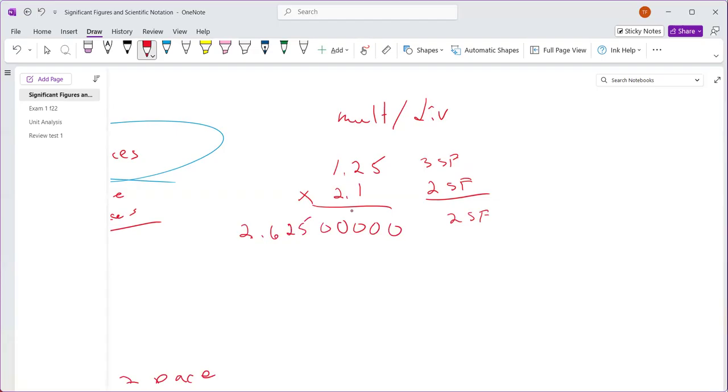Now my calculator gives me that number. And that is not 2 sig figs. So to round it to 2 sig figs, you go to the third place, one more. That one there. If it's 0 to 4, you drop it. If it's 5 or more, it goes up by 1. So it's 0 to 4, so we drop it. So the answer is 2.6.